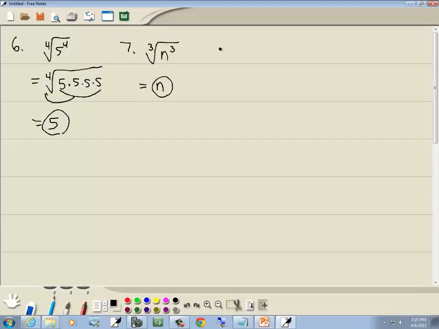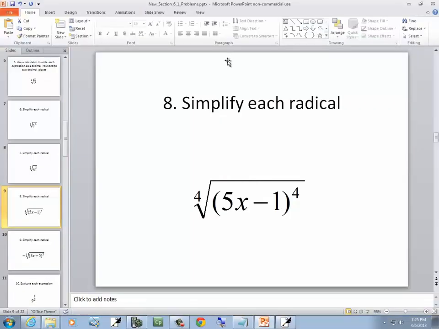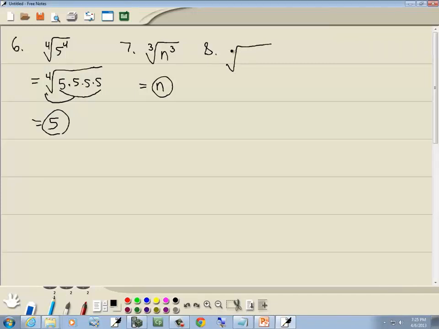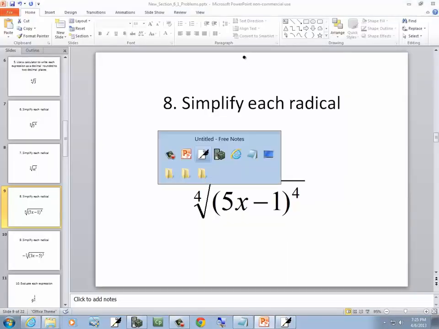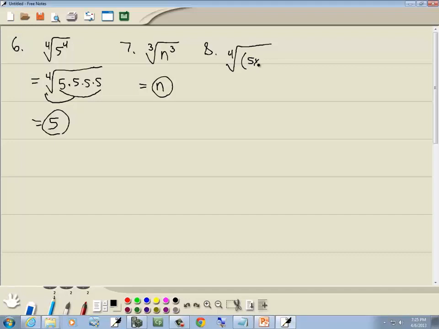Now this one here, this is one of our special cases. And to understand the answer you get off of this, first off, let's apply what we've been saying. Index is 4, our power is 4. So basically those cancel, and we're left with 5x minus 1.